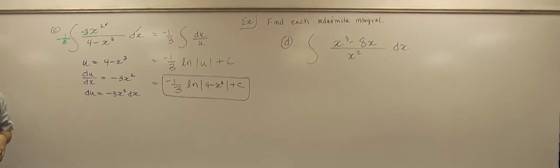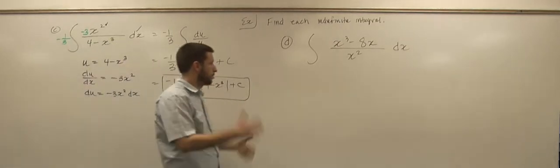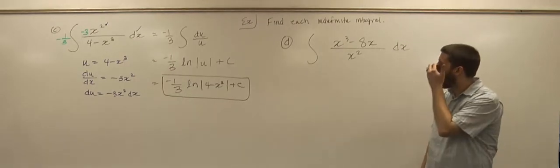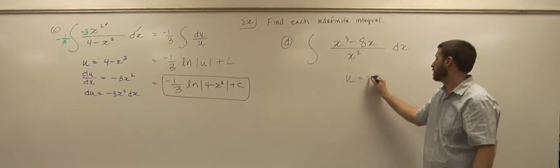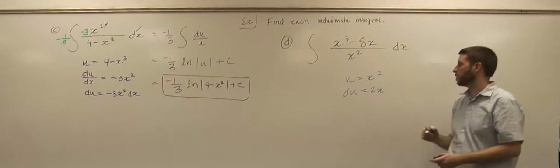Would it work if you solved for u? I mean, solved for x. So, wait, what do you want to make u? Like if you made x squared u, then 2x dx would be du.